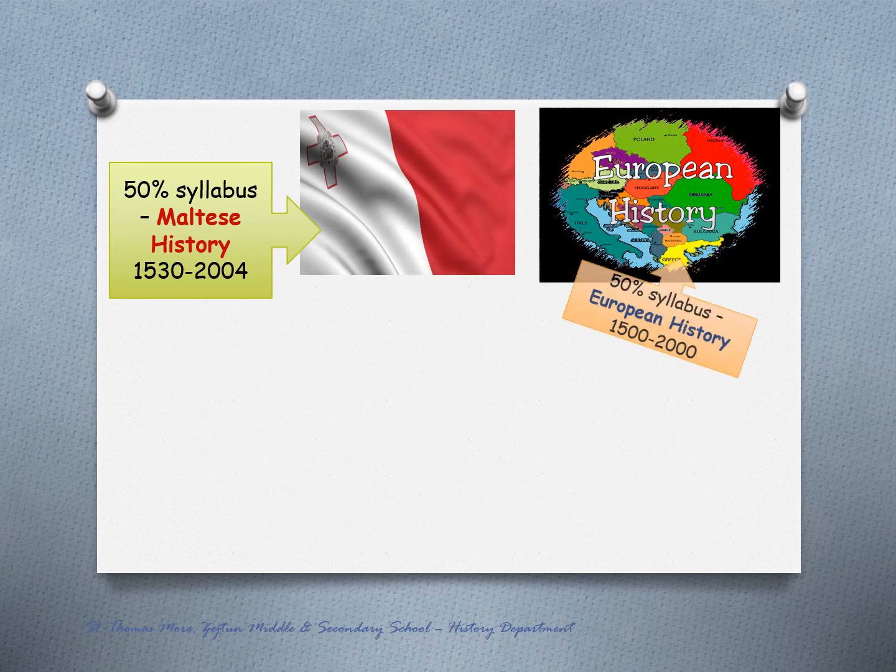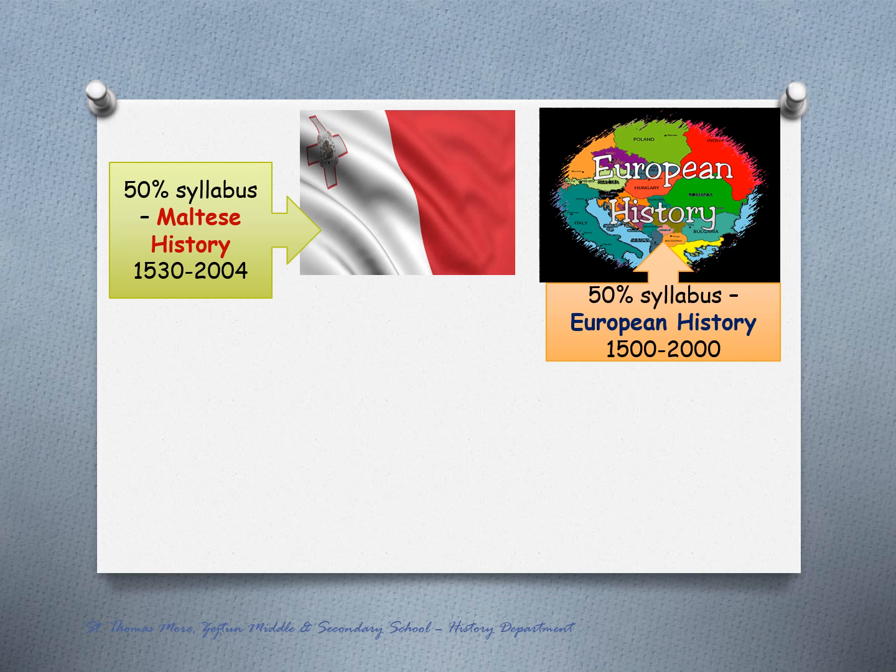Mainly, history option is divided into two parts: the Maltese history, which covers 50% of the syllabus, and European history, which covers as well 50% of the syllabus. Roughly, the period we will be discussing for both Maltese and European history is between the 1500s and 2000s.